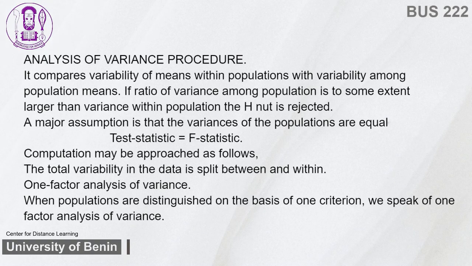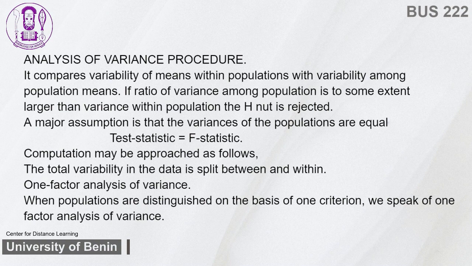Analysis of variance procedure. It compares variability of means within populations with variability among population means. If the ratio of variance among the populations is to some extent larger than variance within populations, the H-nought is rejected. A major assumption is that the variances of the populations are equal. Test statistic equals F statistic.